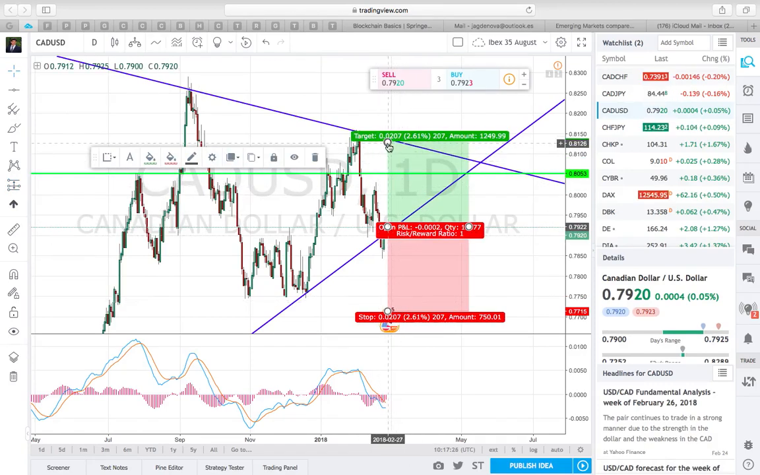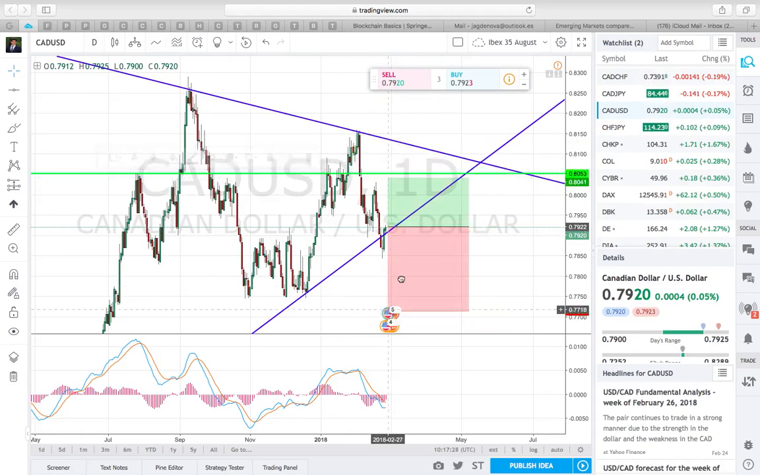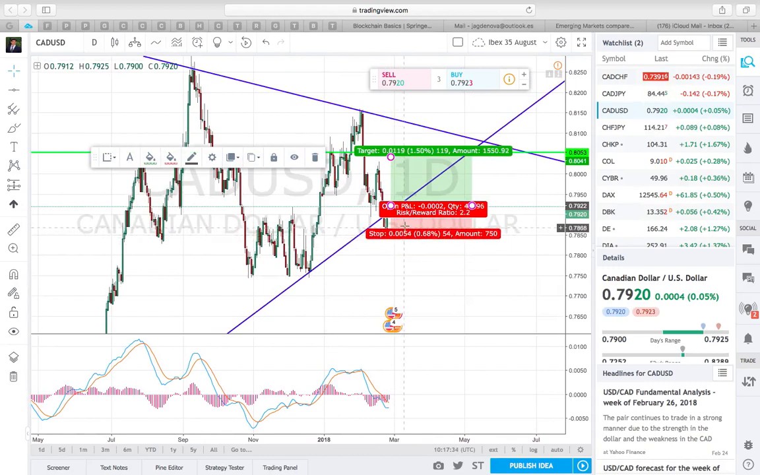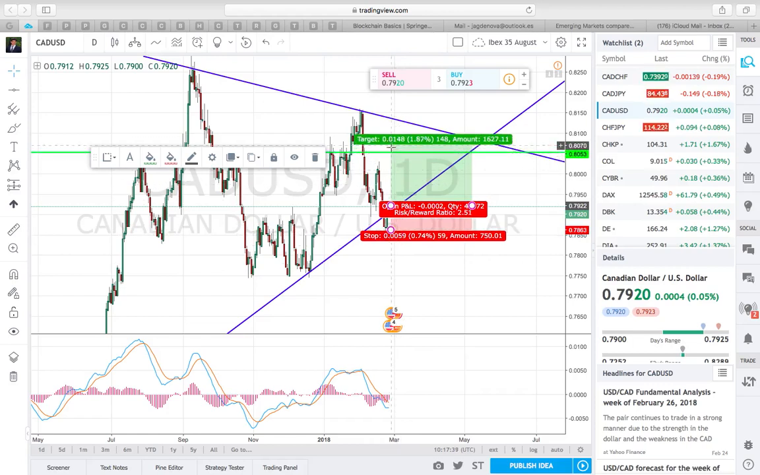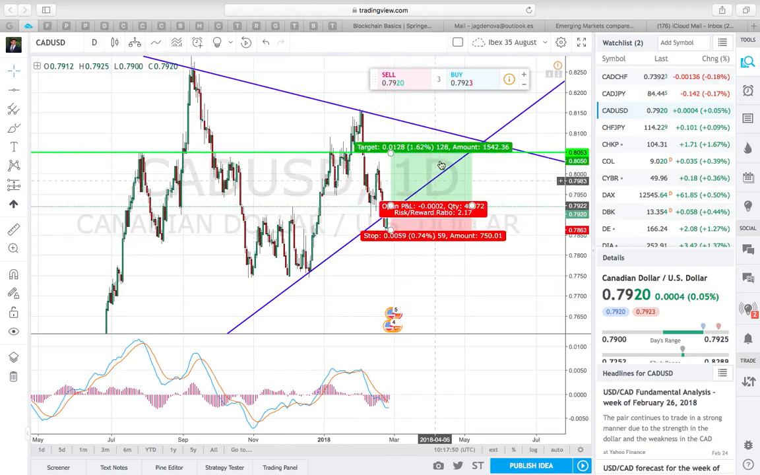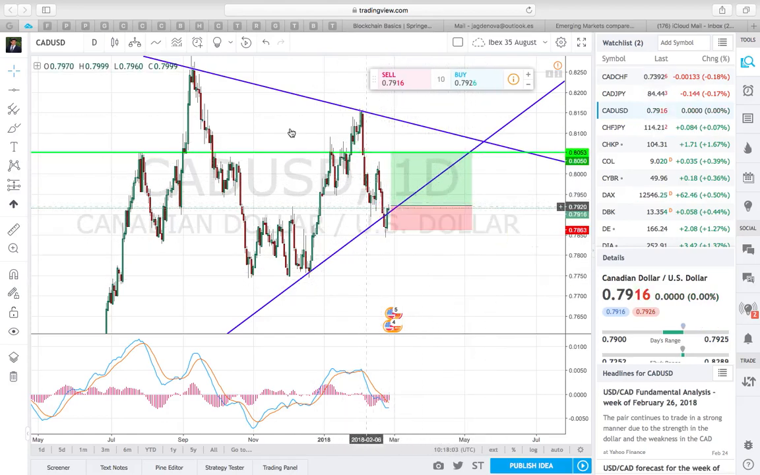The stop will be at the minimum on the top here, and the take profit we're going to put on the resistance. So a 2.17 risk-reward doesn't look like a bad position. We have the chance to make double the profits of the amount we are risking. So that would be my daily long position for the CAD/USD.